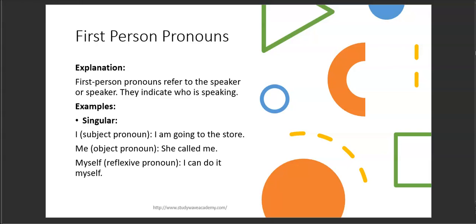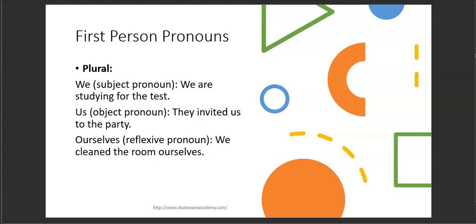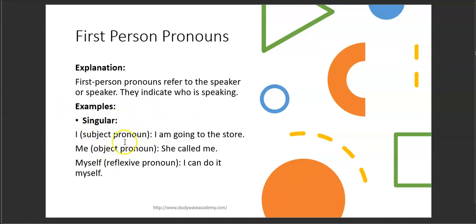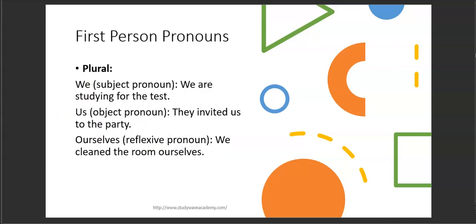Okay, so we've looked at the singular, I, me, and myself. I confused this. The singular, we're talking about I, me, and myself. These are first person pronouns in singular. When you look at them in plural, we have we, us, and ourselves. They're first person pronouns, but in plural form. Okay, don't forget about that. So that's the first person pronoun.